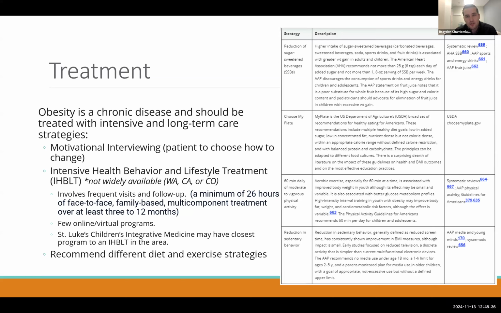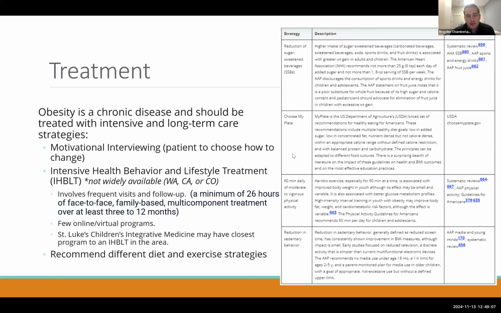Moving on, the Choose My Plate program. This is a U.S. Department of Agriculture program that makes recommendations for not just children, but adults for healthy eating. It goes through multiple different dietary goals, and it starts off with you can put in your weight and age, height, basically giving them your BMI with your age. And they give you calorie recommendations for maintaining or losing weight.